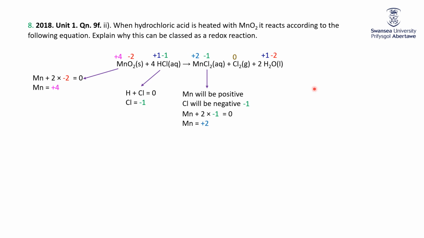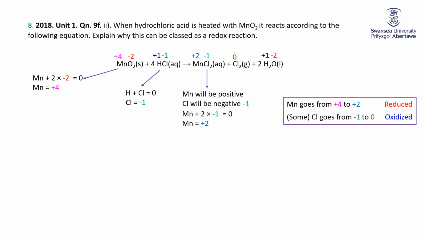Why is this a redox reaction? Manganese goes from plus 4 to plus 2, so therefore it has been reduced. And if it's been reduced, something must have been oxidized. Let's look at the chlorines. Some of the chlorines stay as minus 1, but some of them go from minus 1 to 0. Thus, the chlorine has been oxidized. Hence, it is a redox reaction.